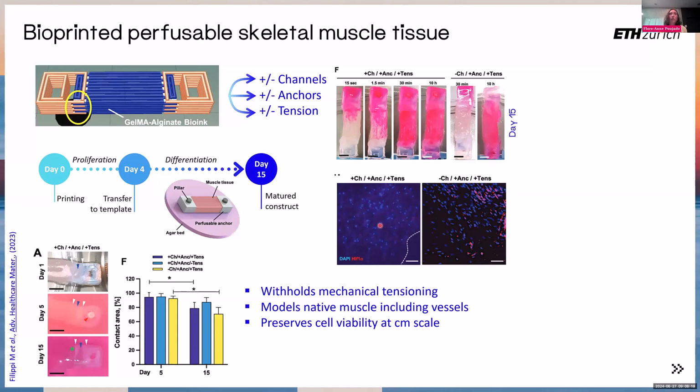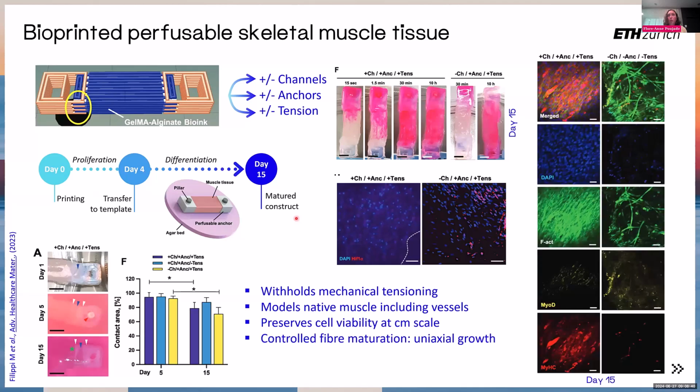Because in larger constructs, you often have an oxygen gradient, and eventually you have hypoxia and necrotic cores in the center of bigger constructs because they don't have access to oxygen. And with adding these channels, you can actually really decrease hypoxia within the constructs, and this really allows you to make much bigger models, which is quite important if we think about implantation also later in the future.